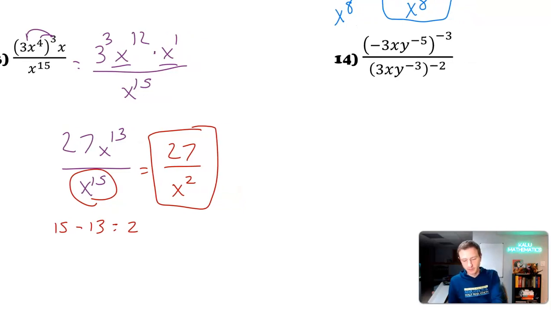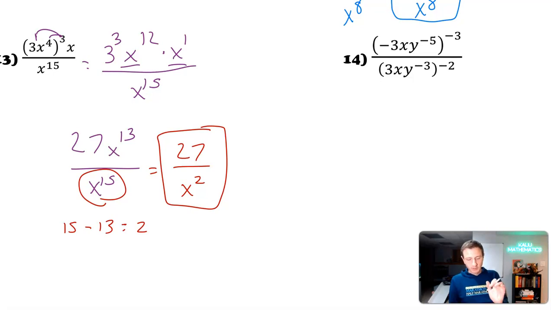And finally, last one for this part of this section here. Notice this one on 14. This parentheses is being raised to the negative exponent. This parentheses is being raised to the negative exponent. The entire statement isn't all being raised to the same exponent. It's this being raised to the negative exponent and then that being raised to the negative exponent.